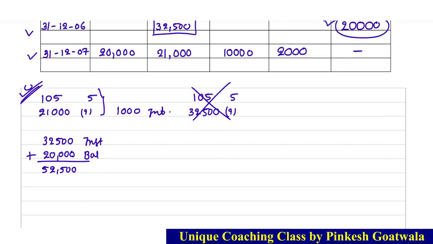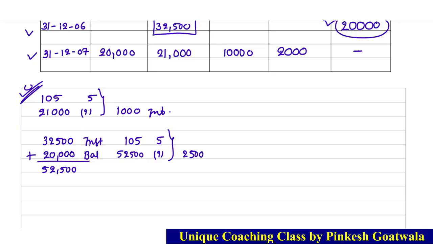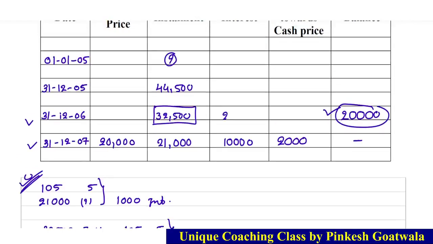Now we will put the step. 105 gives 5, so for 52,500 how much? So the amount comes 2,500. It is the amount of interest. 2,500, and we know that it will be deducted from this. So the answer comes 30,000.